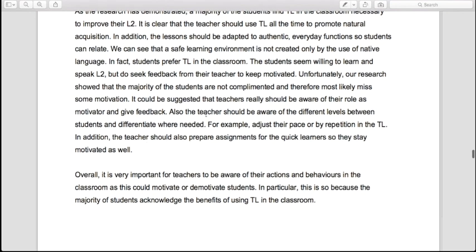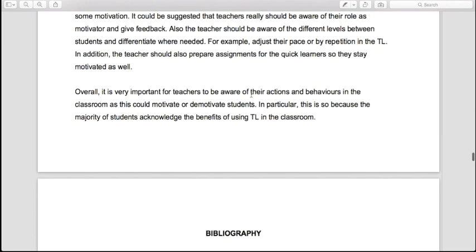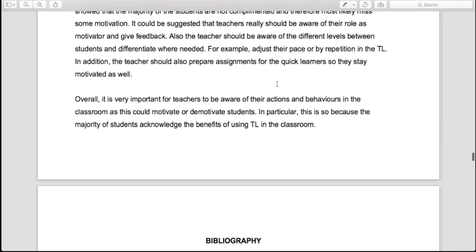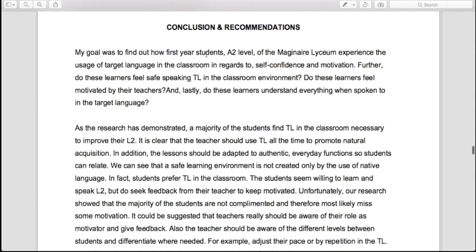Okay, so and here they make recommendations. The teacher should be aware of their role as motivator and give feedback. The teacher should be aware of the different levels between students and differentiate where needed. For example, adjust their pace or by repetition. The teacher should also prepare assignments for the quick learners so they stay motivated. Overall, it is very important for teachers to be aware of their actions and behaviors in the classroom, as this could motivate or demotivate students. In particular, this is so because the majority of students acknowledge the benefits of using. So again, they've made some conclusions, some recommendations about what teachers should do based on the research.